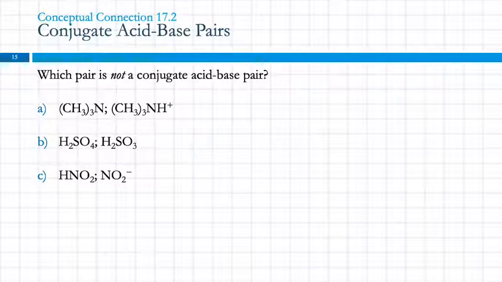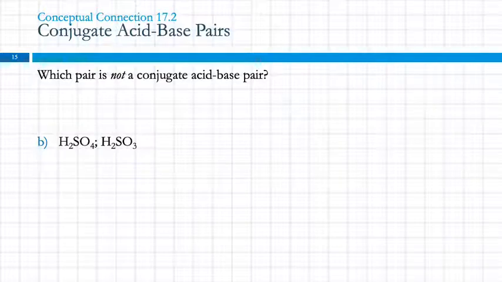So of these pairs, which pair is not a conjugate acid-base pair? B. So, yeah, these guys are very similar to each other, but they both have 2 hydrogens. One has 4 oxygens, one has 3 oxygens. They have to differ by a hydrogen ion.